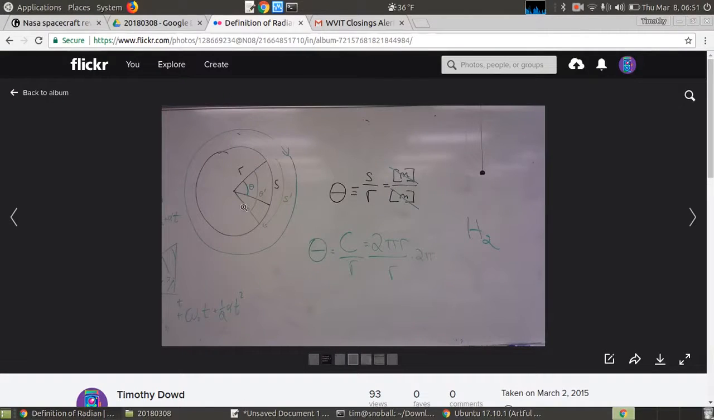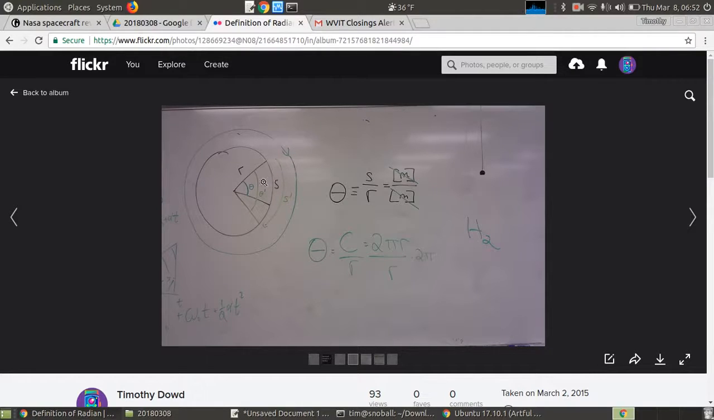So I've got this circle here, and I want you to think of it as a pizza with two possible slices on it. Now, each of these slices has an angle, theta, and a crust length, or arc length, s.